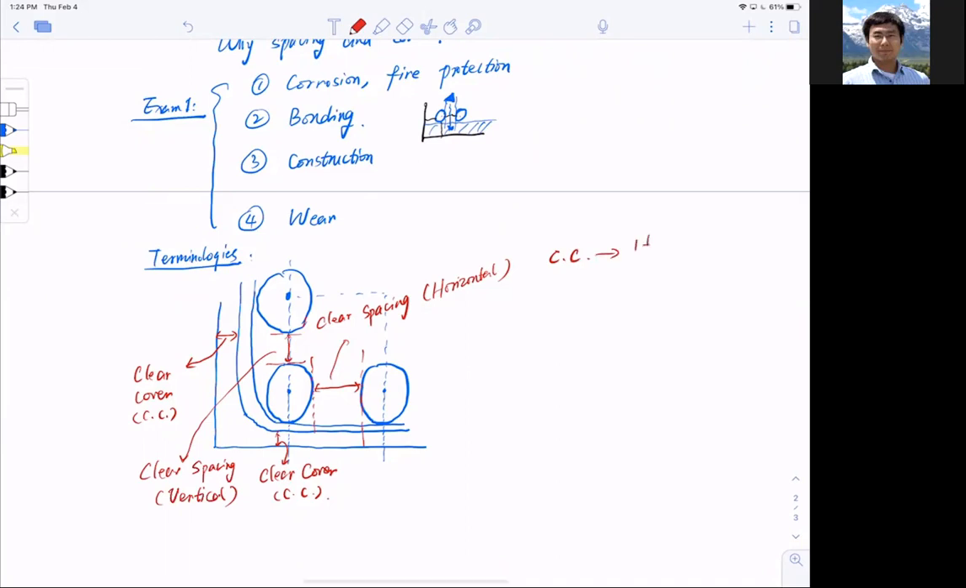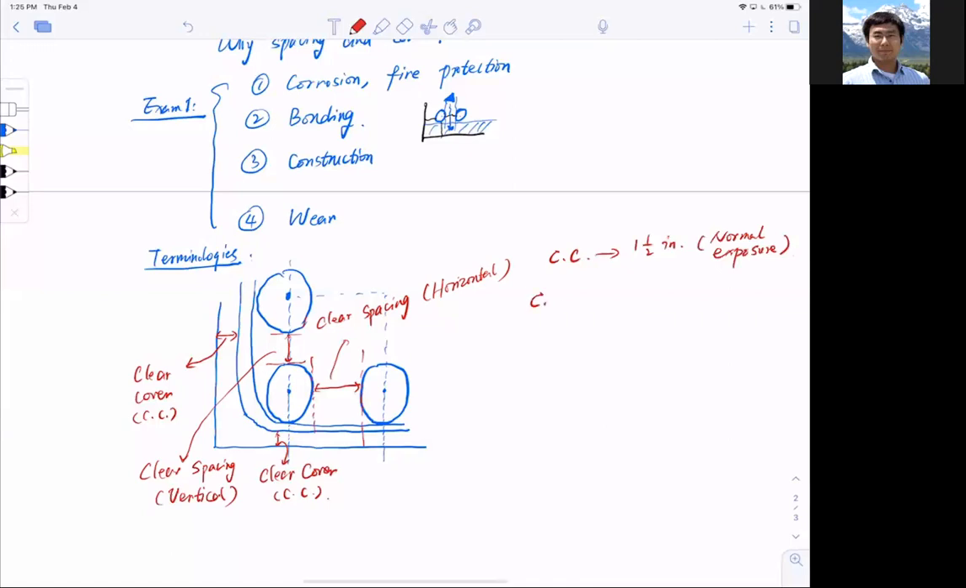First thing is that we know that the clear cover normally has to be 1.5 inch, and this is under normal exposure. What do you mean by normal exposure? I mean not harsh winter, just on the outside of the structures. So under this condition, we normally keep the clear cover to be 1.5 inch.